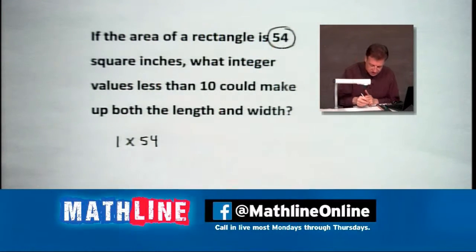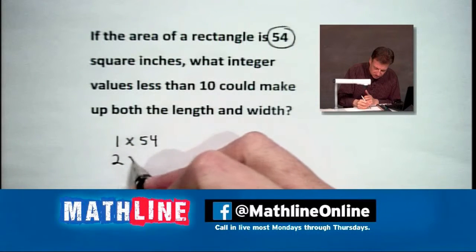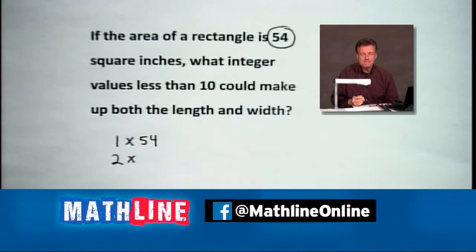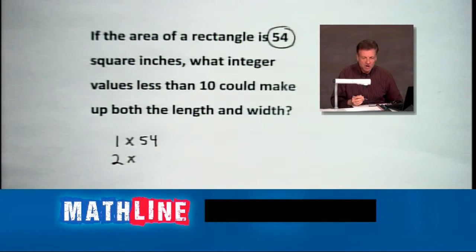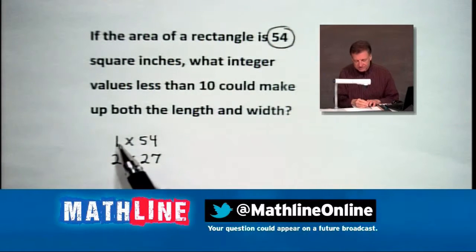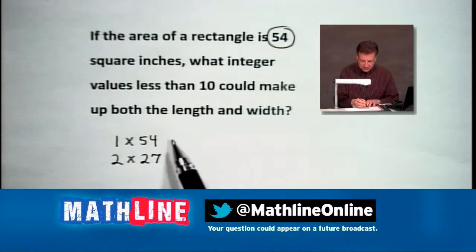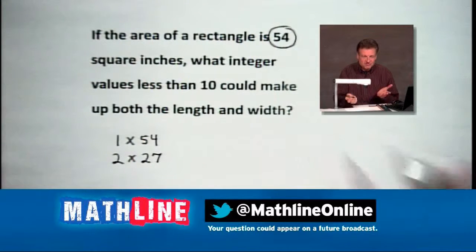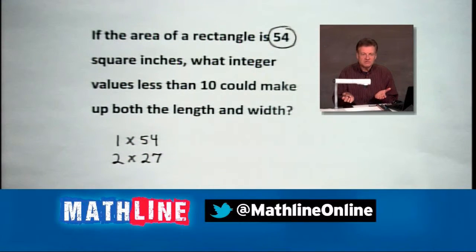Now, what about 2? 2 will divide into 54 evenly. I see we're starting to think about numbers that are divisible. All right? And 54 is divisible by 2. So 2 times 27 will go. But notice 54 and 27 are 2-digit numbers, 2-digit integers. Can't work with those.